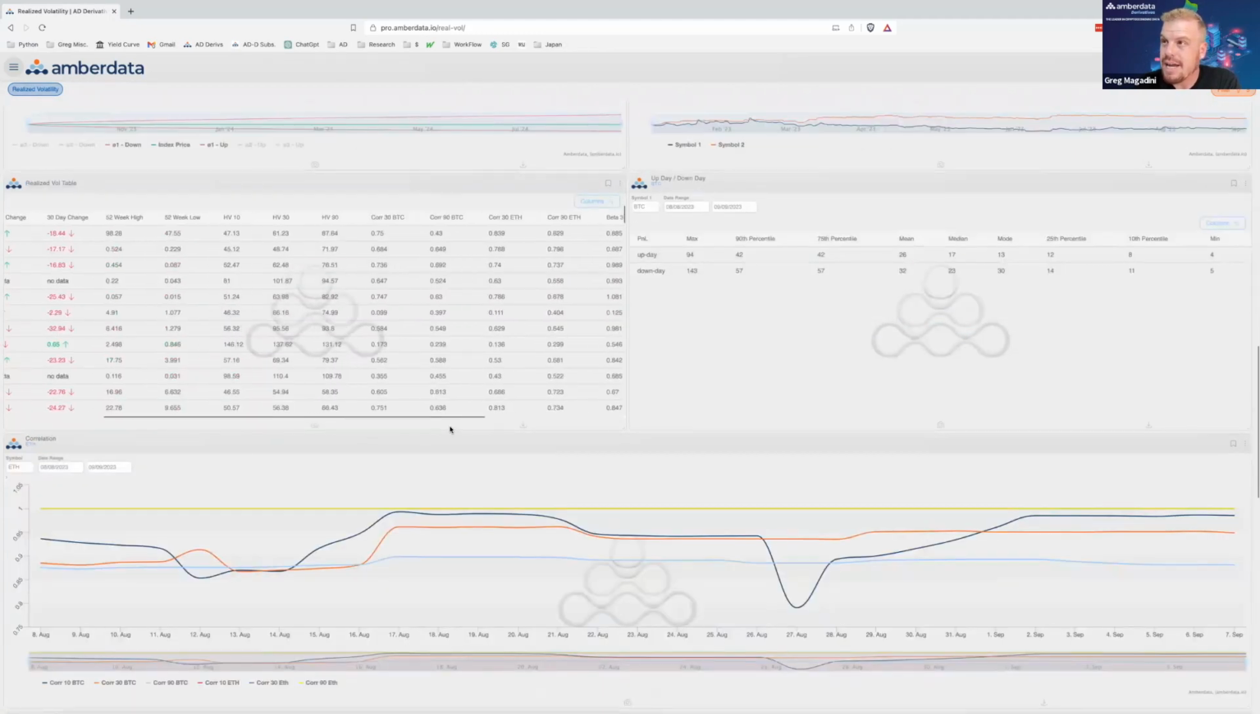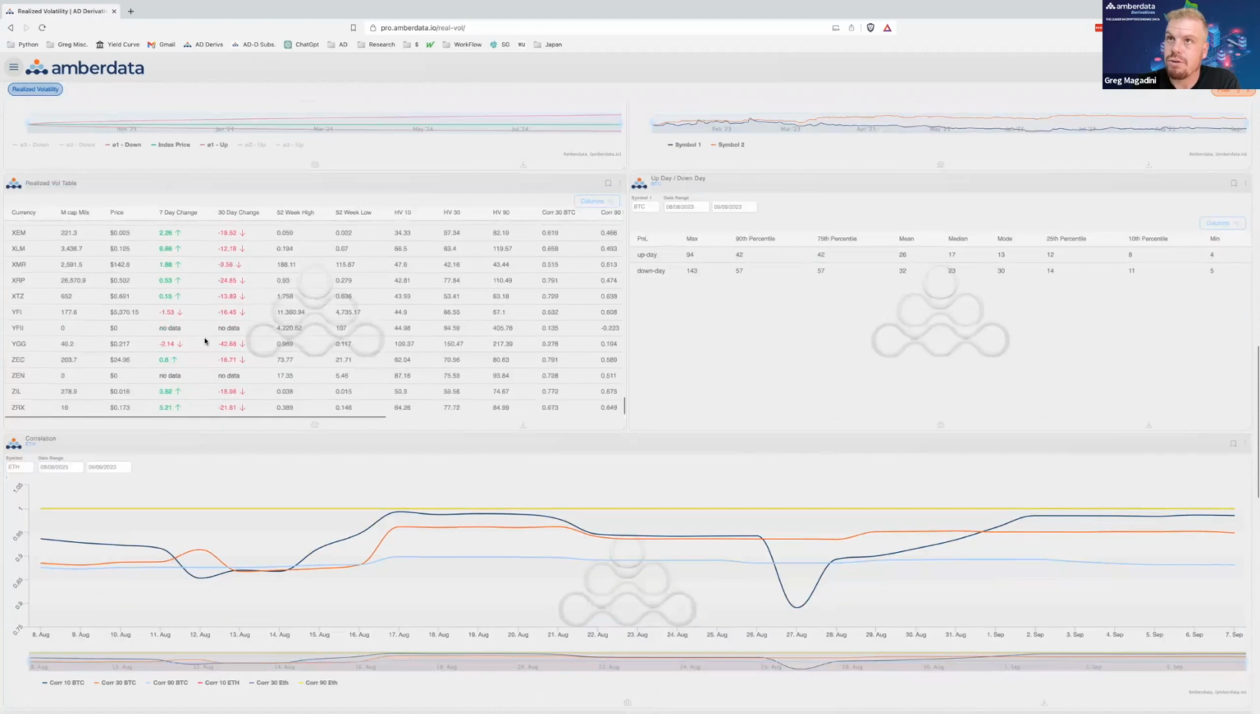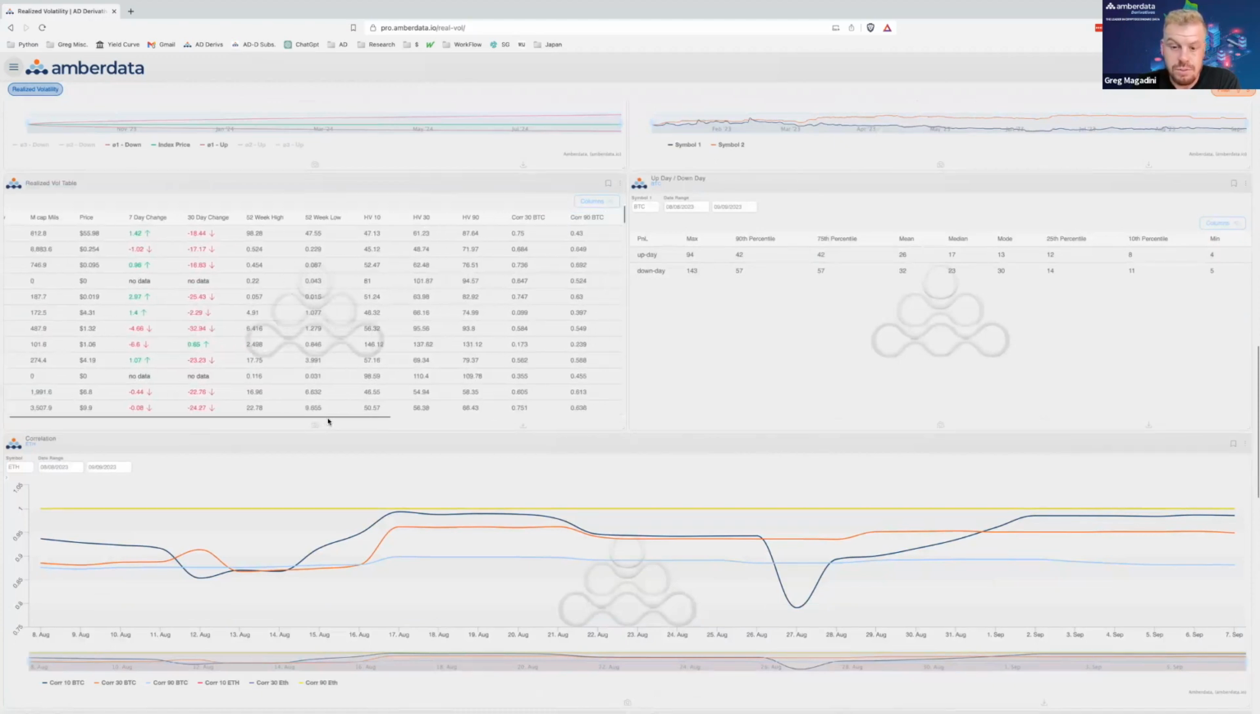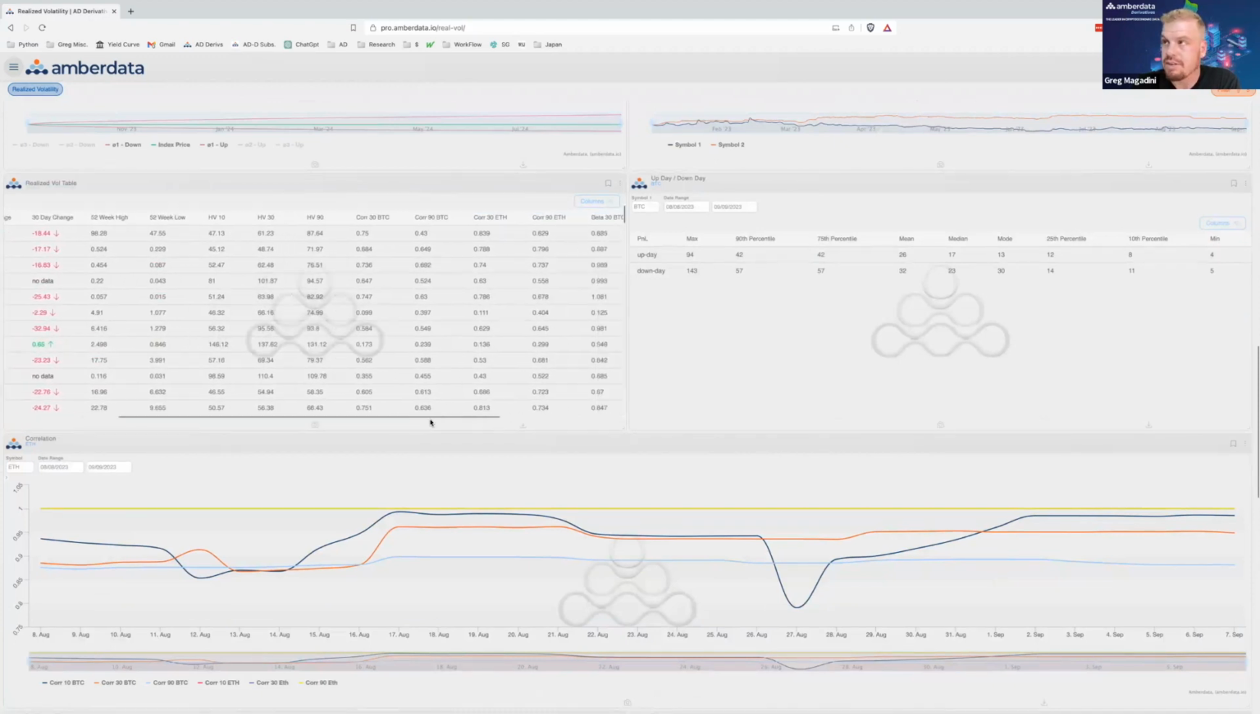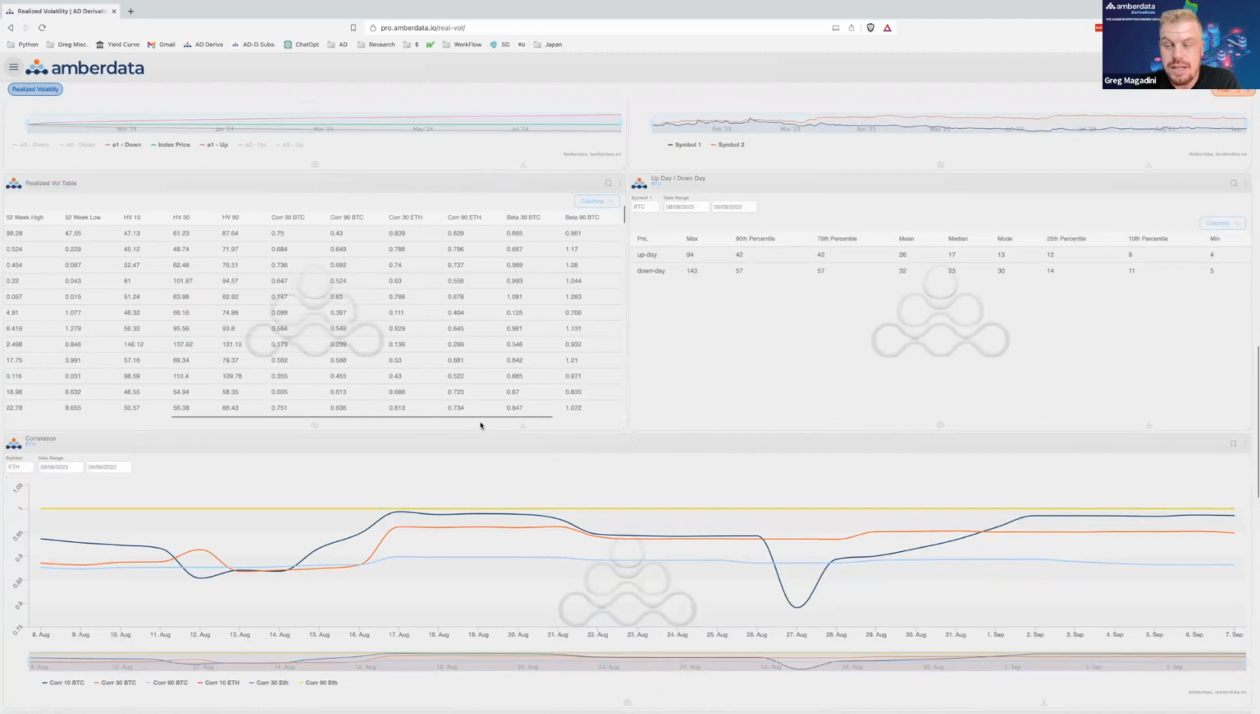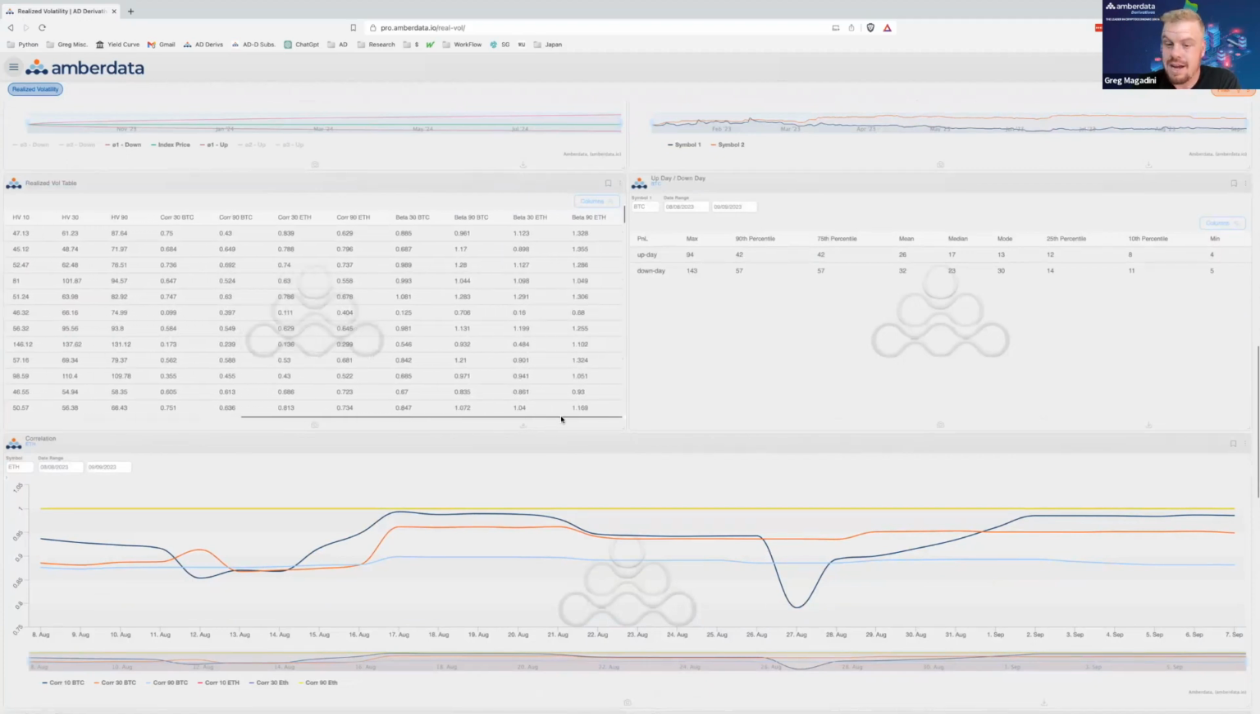Here's just kind of a mega table with some stats. You can just scroll through, look at market caps, 52-week high lows, realized vol for different measurements, correlations to Bitcoin and ETH, beta to Bitcoin and ETH, stuff like that. On the right-hand side here, this is one of my favorites.